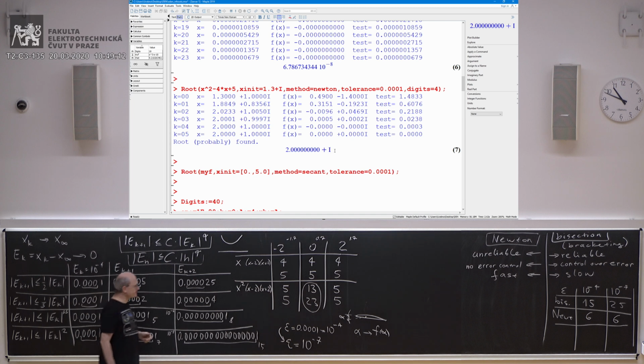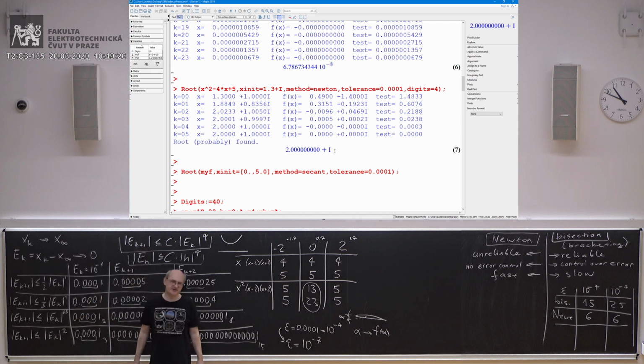So here is a good question. Can we find a method which will be better than linear? Okay, we are not modest anymore. We want a method which is faster than linear. Can we find a method which has exponent or order better than 1, but without using derivative? That's a good question. And to see that, we need a lot of room. Let's erase.